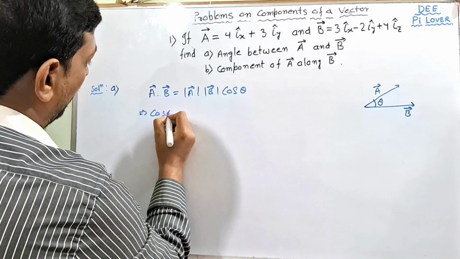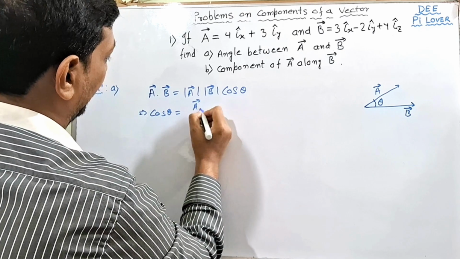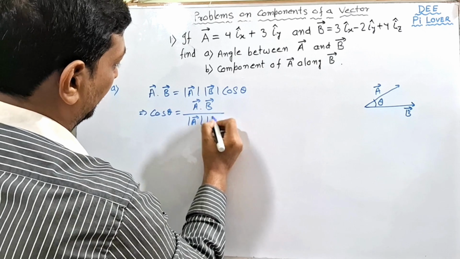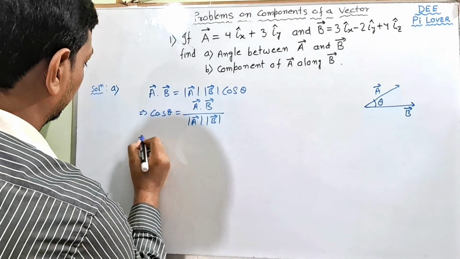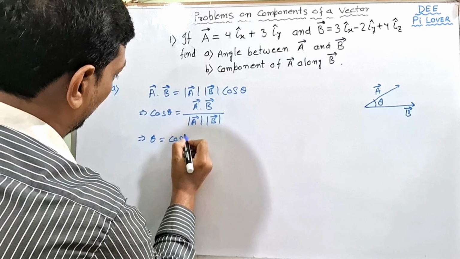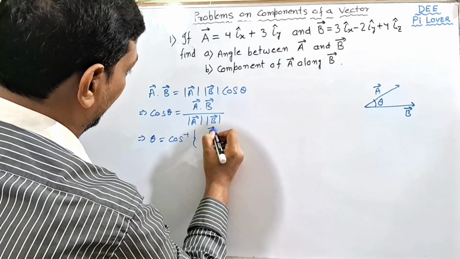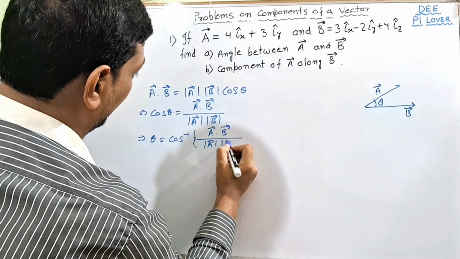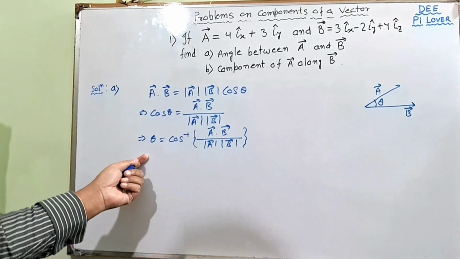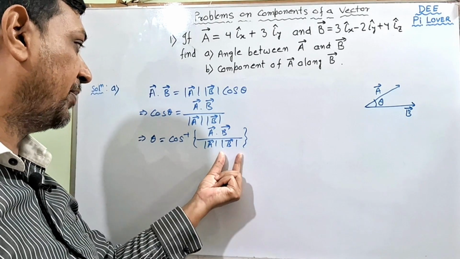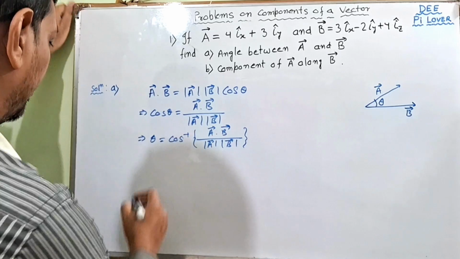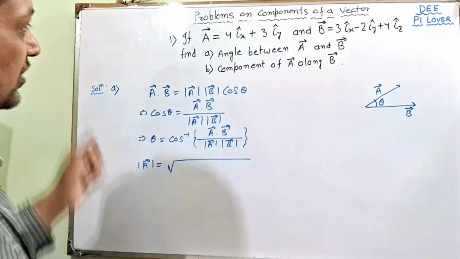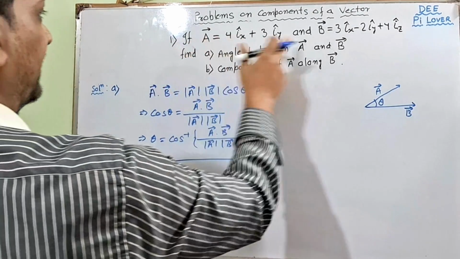Now cos theta equal to A vector dot B vector by mod A mod B. Now theta equal to cos inverse of A vector dot B vector by mod A mod B. Now to calculate this theta, we have to calculate mod A, mod B and A dot B. Now calculate mod A. First of all, we will write this A vector and B vector in their general forms.